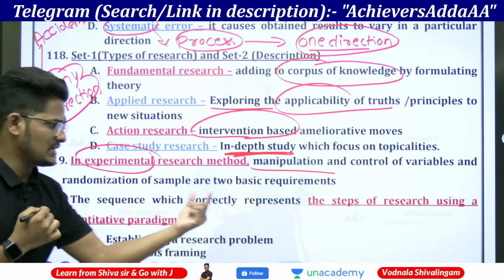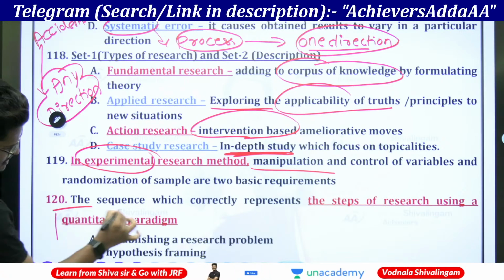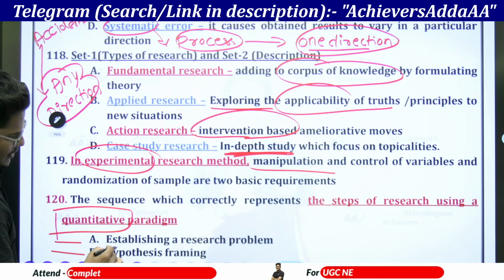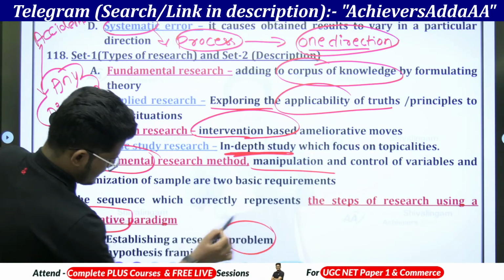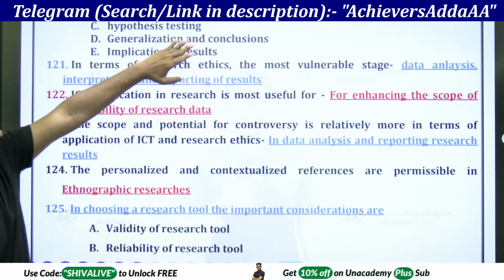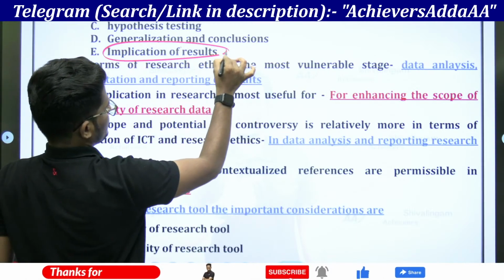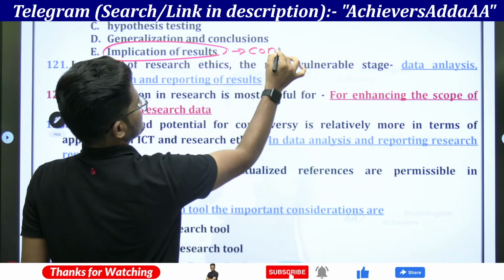And the sequence which correctly represents the steps of research using the quantitative paradigm. In the case of quantitative, first we need to identify the research problem, then review of literature, hypothesis making, testing of hypothesis, generalization, and finally implication. Implication means consequences of the results.